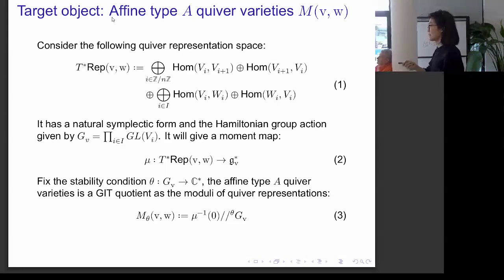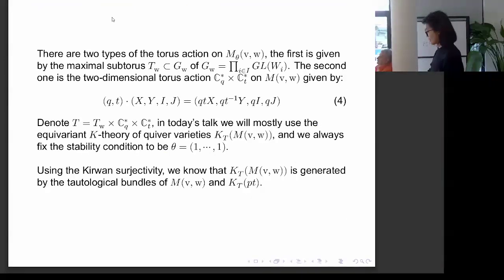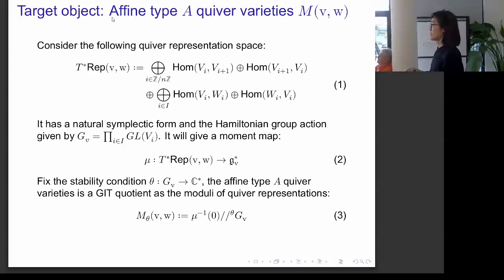And moreover, I didn't explain here. So actually, these quiver varieties are good, in the sense that they are smooth quasi-projective varieties, which are also symplectic. And the symplectic structure also comes from the symplectic structure of the symplectic vector space.